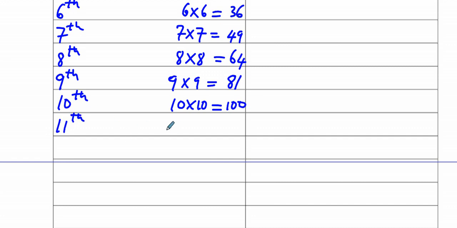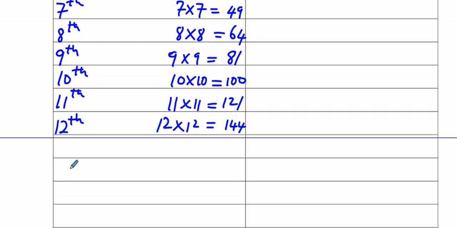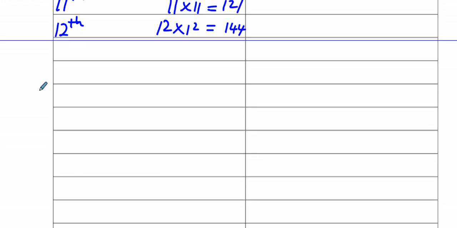The 11th square number will be equal to 11 times 11. That gives you 121. So 121 is the 11th square number. How about the 12th square number? You do 12 times 12. That gives you 144. 144 is the 12th square number. Keep going until you reach the 21st square number. So go to the 13th square number, do 13 times 13, which gives you 169. That is a square number.